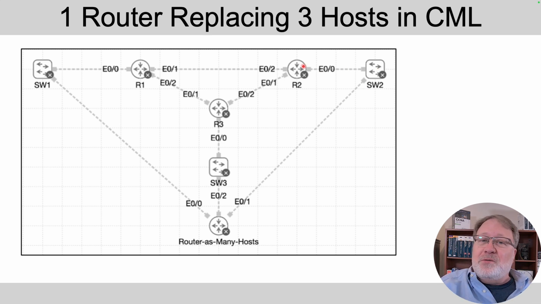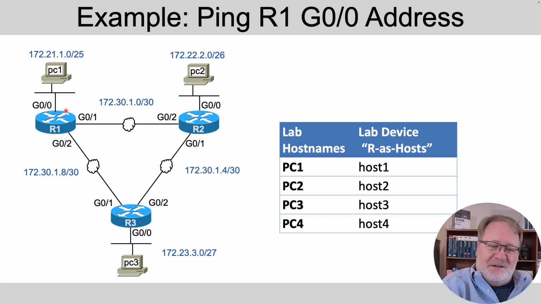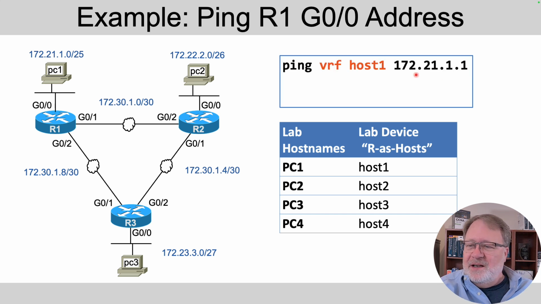I've got a couple of videos that get into some detail about how that works, but it's up to you to decide if you want to bother using it. But as an end user, you could just say, hey, I'll at least give it a try. And here's what you could try. First off, R1's gig 0/0 IP address happens to be this 172.21.1.1 address you see on the upper right box.